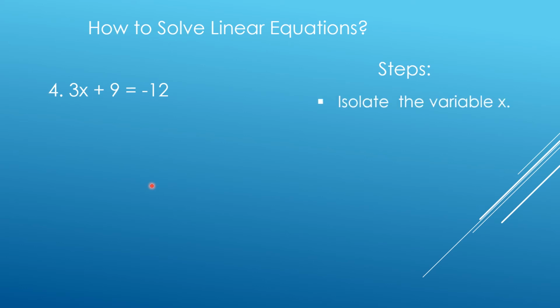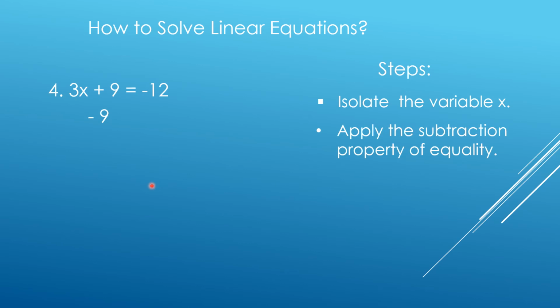So isolate x. In order to isolate that, first we need to subtract 9. So apply the subtraction property of equality; we need to subtract 9. So this one will be equal to 0. And then what we have there is 3x is equal to negative 12 minus 9, so we have negative 21.